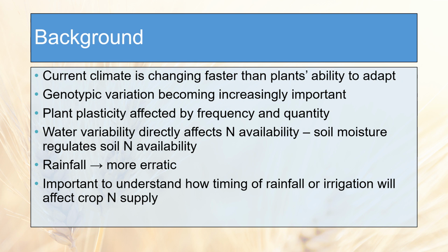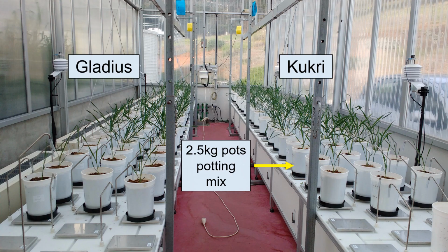And because of the current climate, rainfall is becoming more erratic. This can be seen in a variety of different ways, but one way which I'm looking at is high rainfall over a short period of time, followed by no or very little rainfall over longer periods of time. Therefore, we need to try and understand how the timing of rainfall or irrigation or supplementary irrigation could then affect crop nitrogen supply and uptake and ultimately crop yields.